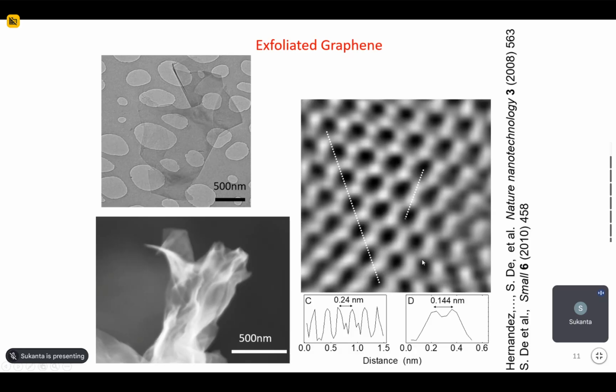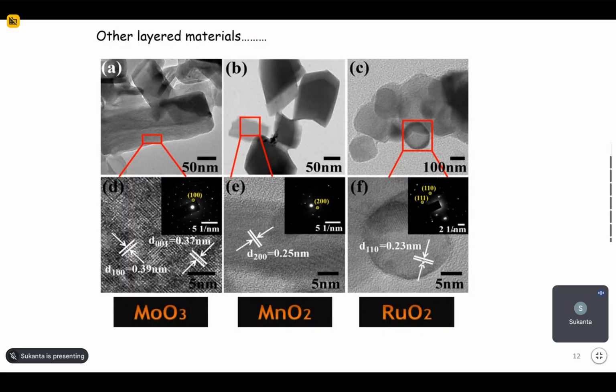And also we can do several other characterizations like Raman and XRD. After that, we can confirm that this is graphene, and also the number of layers from Raman or TEM. So this is one method, liquid phase exfoliation, and using liquid phase exfoliation, we can prepare other layered materials like molybdenum oxides, two-dimensional nanomaterials, manganese oxides, ruthenium oxides. These materials we can prepare using liquid phase exfoliation.